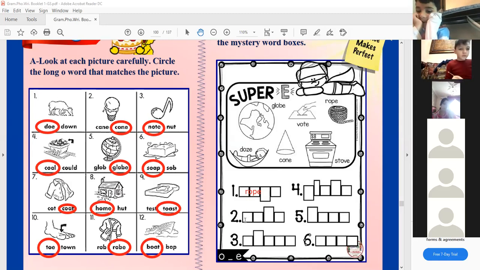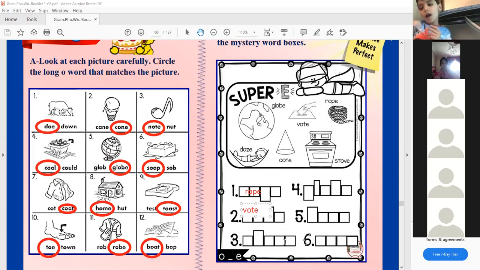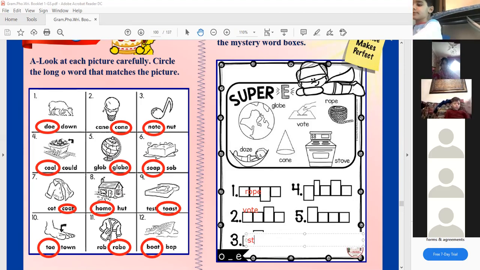It's made of four letters, and the one before is a giraffe letter. It means it goes up. First line. Vote. Yes, bravo. Yalla, are you thinking of number three? Five letters? Stove. Stove, bravo. Because the second letter is a giraffe letter. It goes up. And all the other letters are first letters.